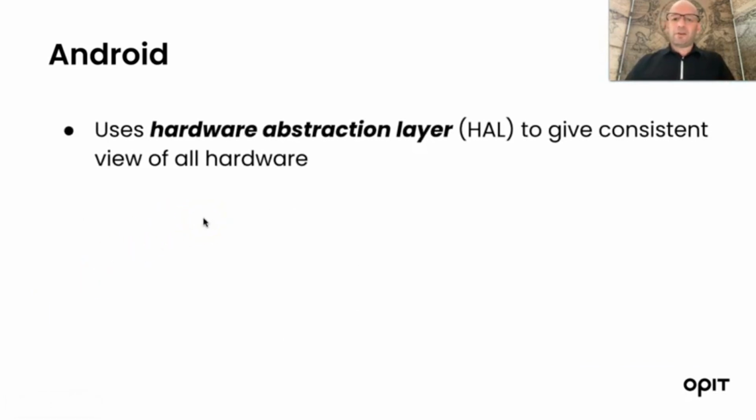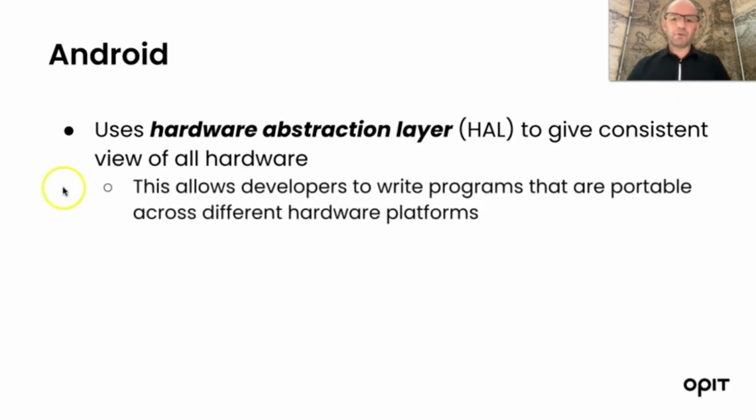And another thing on that previous diagram is you might have noticed a layer there called the HAL, or the hardware abstraction layer. This layer is there to give it a consistent view of all hardware, and this is what allows Android to run on so many different device manufacturers. So you can write programs that are portable across different hardware platforms.